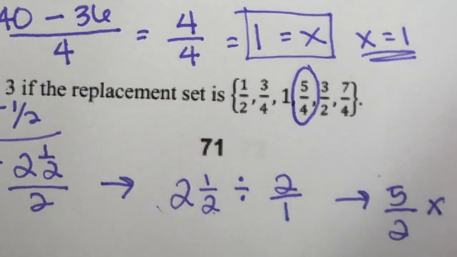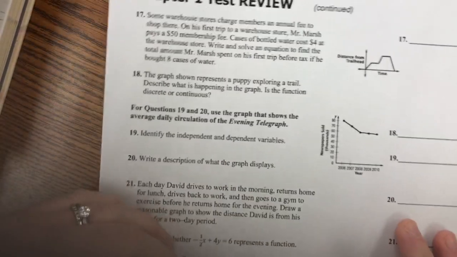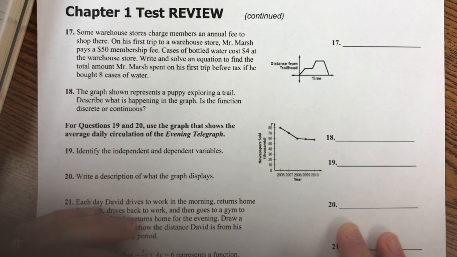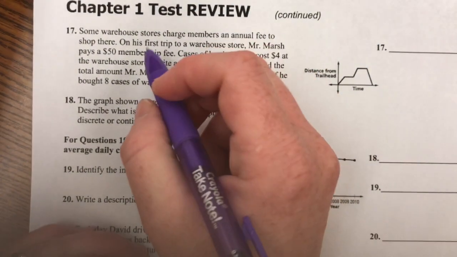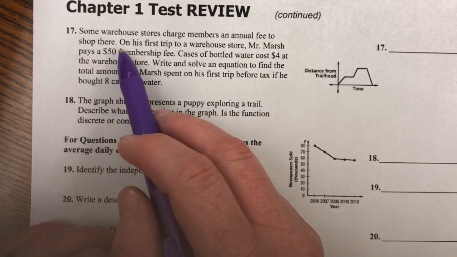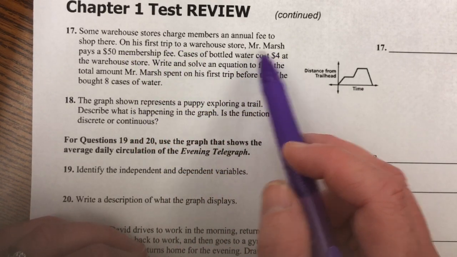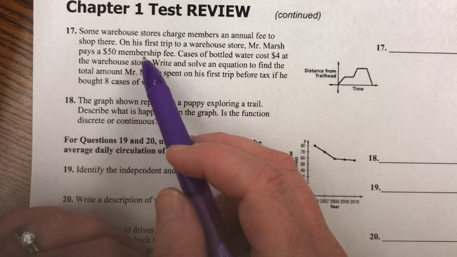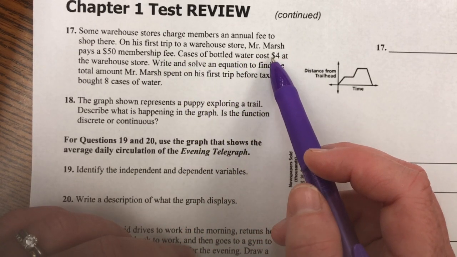All right, and we're on to the last page. We're almost done. Sorry, this is a super long review, but I hope it helps. Okay, so for this one, a little word problem. Some warehouse stores charge members an annual fee to shop there. Think like Costco. On his first trip to a warehouse store, Mr. Marsh pays $50 in a membership fee, and then cases of bottled water there cost $4.